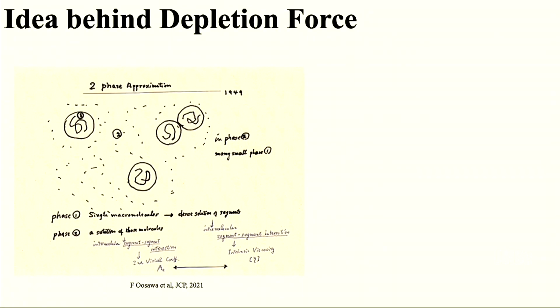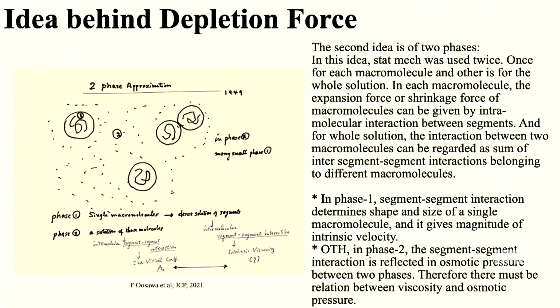The two-phase approximation was also something of that sort. They consider a macromolecule and, inside it, a colloidal particle. A single macromolecule is also a single phase, where the interactions between all the monomers give rise to a particular phase, which is related to the intrinsic viscosity of the solution. Then the whole set of individual macromolecules also constitutes a solution, which can be governed by the second virial coefficient of the solution. So this is the second idea.